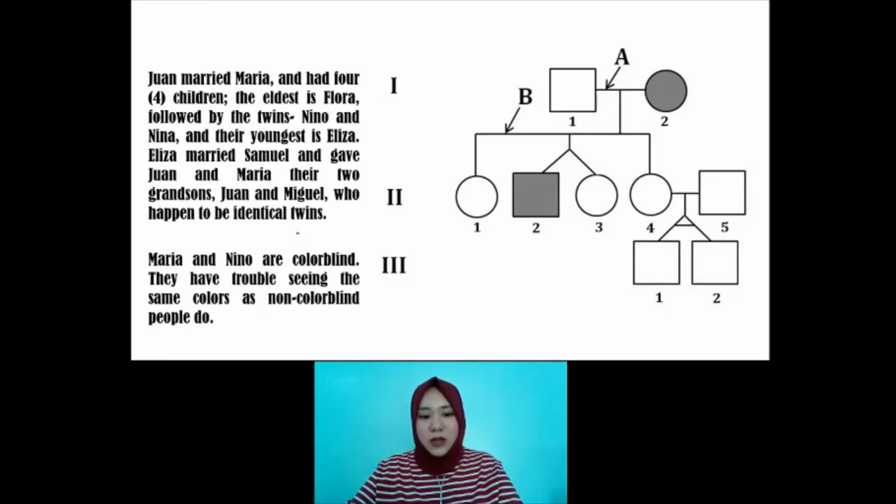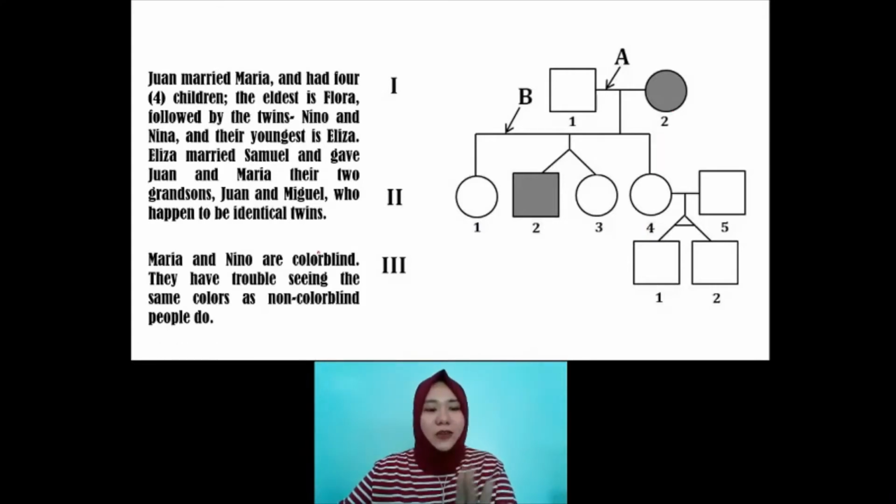Maria and Nino are colorblind. They have trouble seeing the same colors as non-colorblind people do. Now, let's try to dissect or analyze each part of the pedigree chart, which is which, who is this, and so on and so forth. Basically, through this part of the lesson, you will learn how to actually construct a pedigree chart.